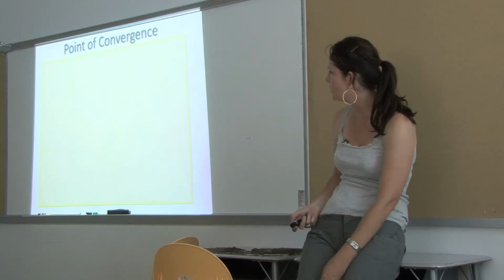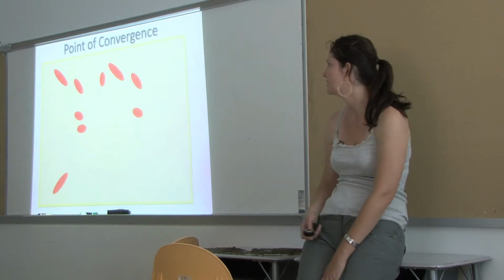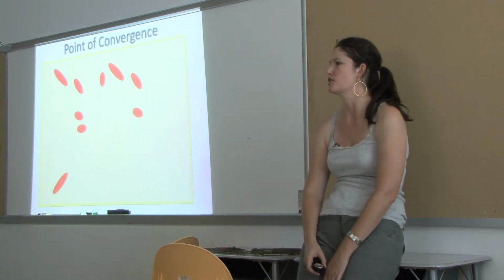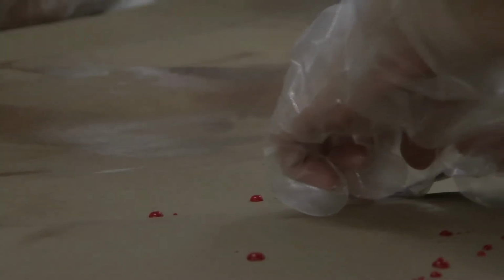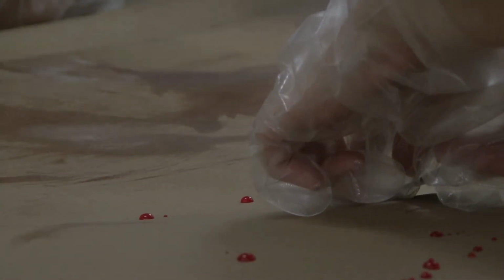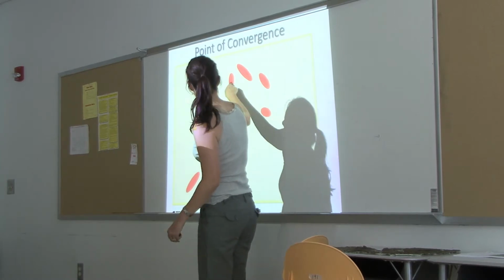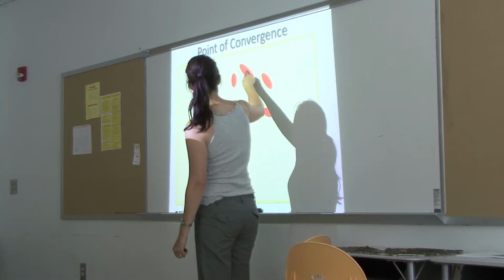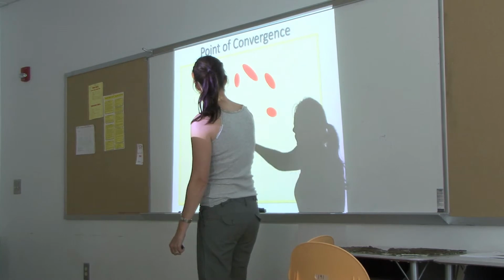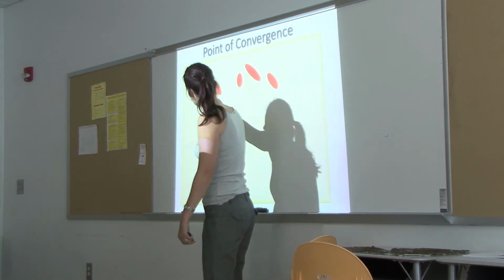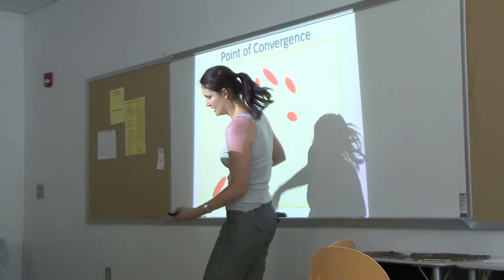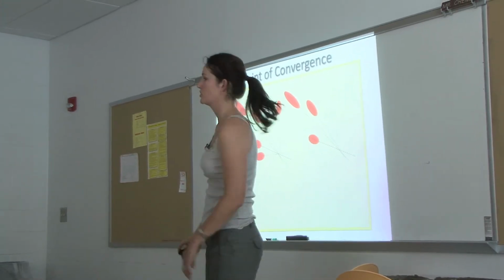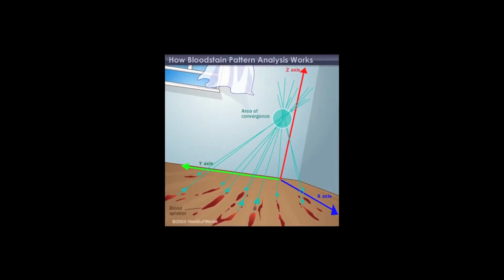Another thing that we can look at when we look at blood splatter is the point of convergence, or the place where the blood splatter originated. We can measure the width and the height of each of these drops, like this, and we can draw lines from the longest side, okay? And where they all meet together is called the point of convergence, okay? So that's where we can figure out where that blood spatter came from.